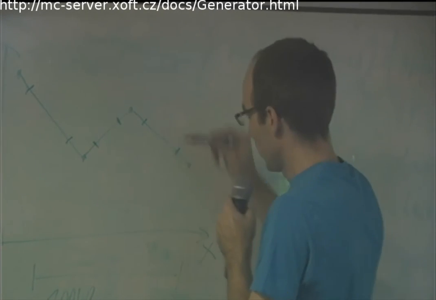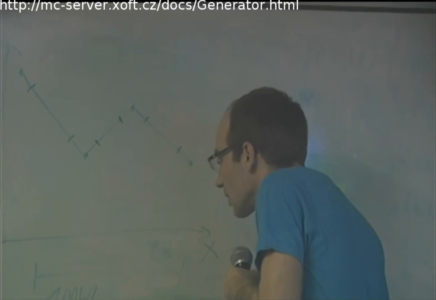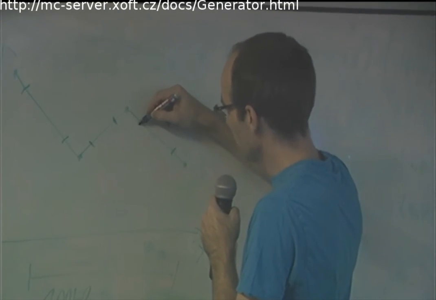So after one iteration, we have a line. Okay, this won't work. I'm sorry, it's going to be green on green.